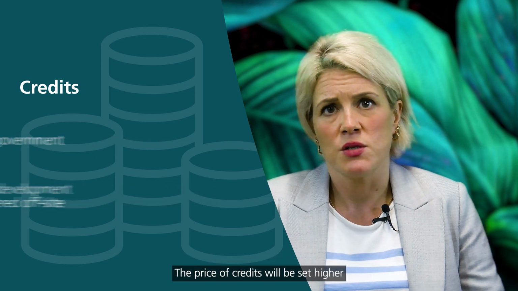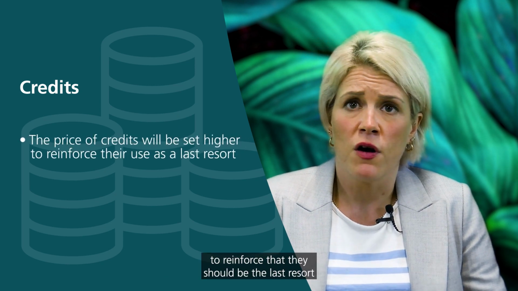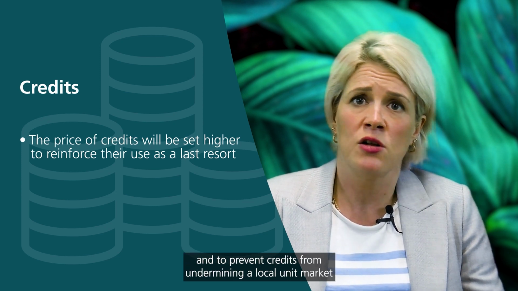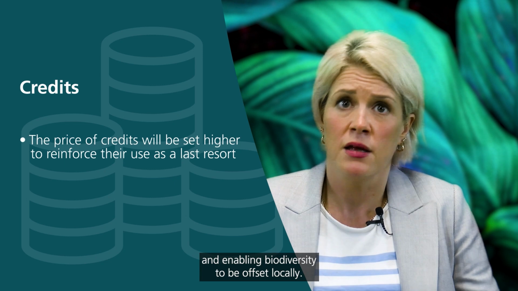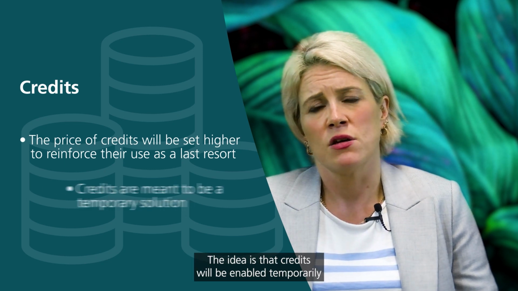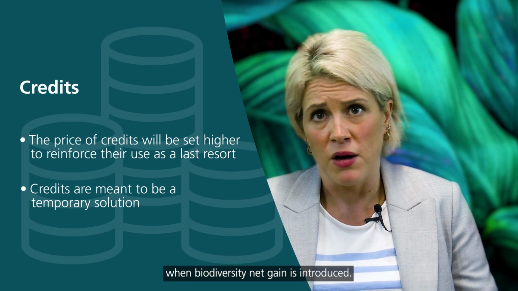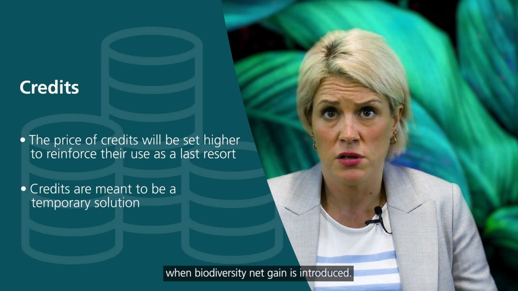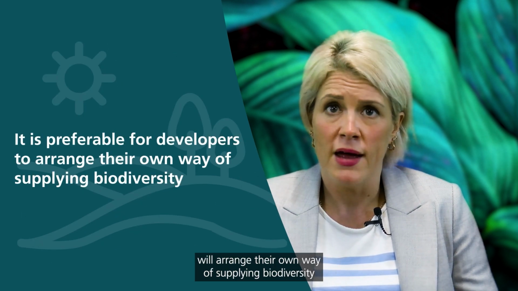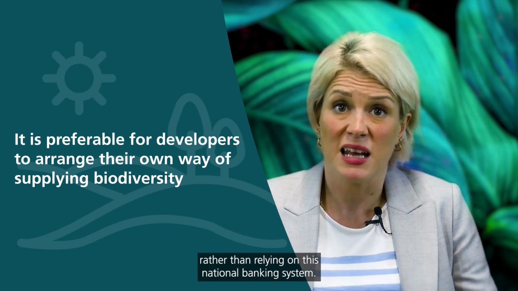The price of credits will be set higher than the equivalent units on the market to reinforce that they should be the last resort and to prevent credits from undermining a local unit market and enabling biodiversity to be offset locally. The idea is that credits will be enabled temporarily during the first period when biodiversity net gain is introduced. The idea is that ultimately developers will arrange their own way of supplying biodiversity rather than relying on this national banking system.